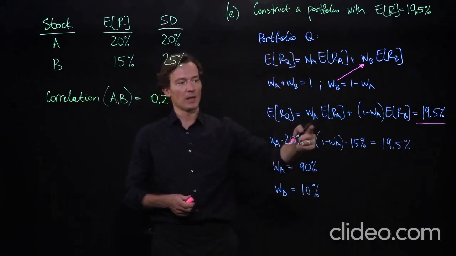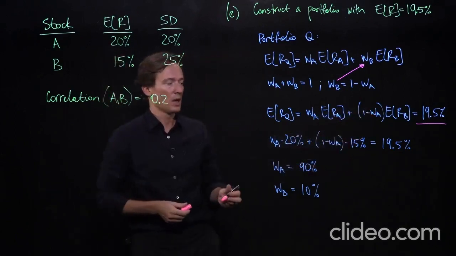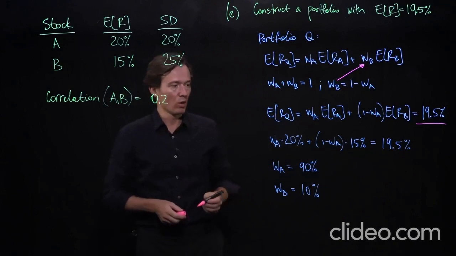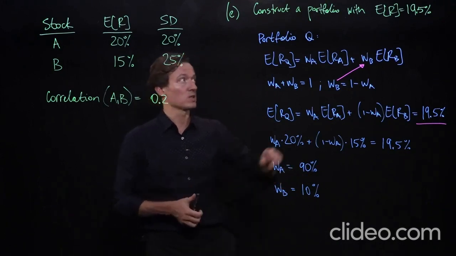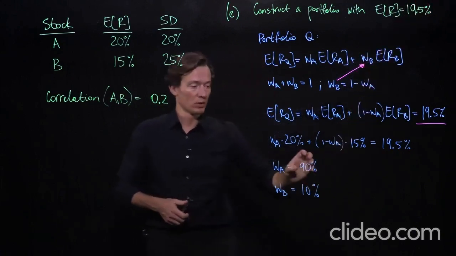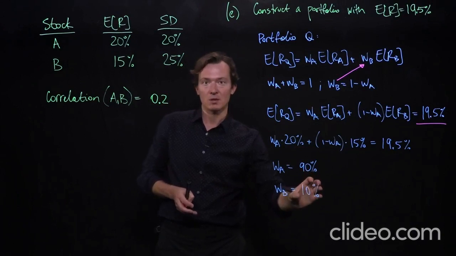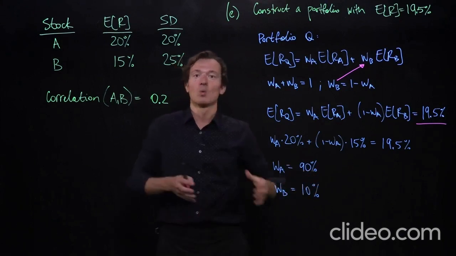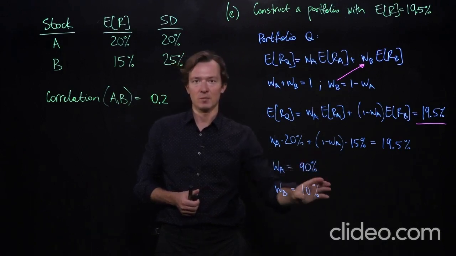So now I'm going to plug in expected returns for stocks A and B from what's given, so 20% and 15%. And this becomes just an equation with one unknown. So we can solve it for WA, and this gives us 90%. So therefore, to construct a portfolio that gives us expected return of 19.5%, we put 90% of our assets into stock A, and the remaining 10%, because again, weights have to add up to 1, and we have only 2 stocks, we put into stock B. So portfolio Q would be 90A and 10B.